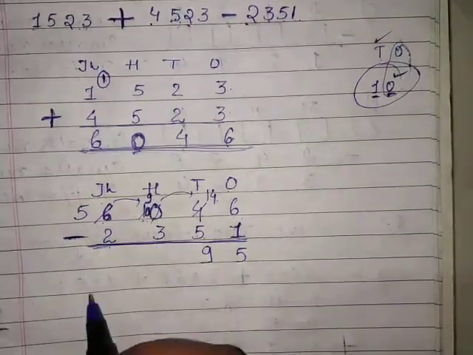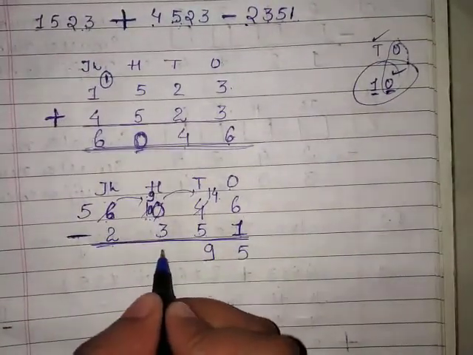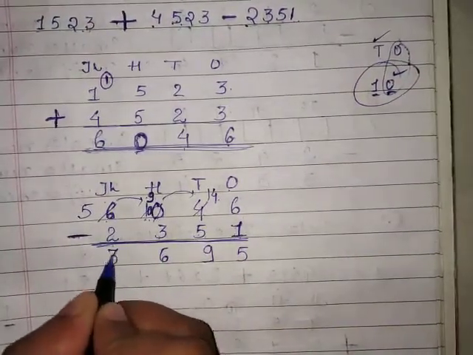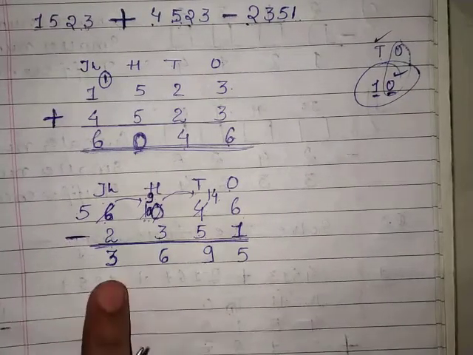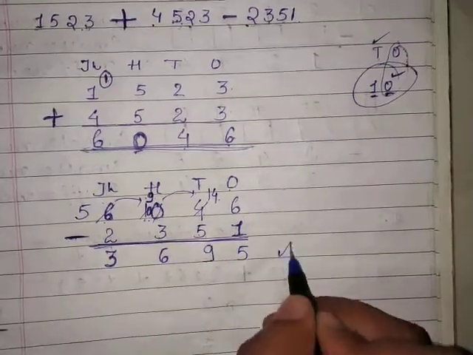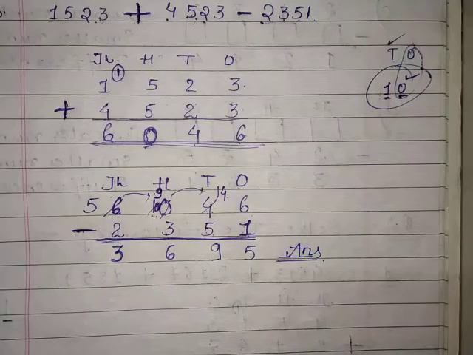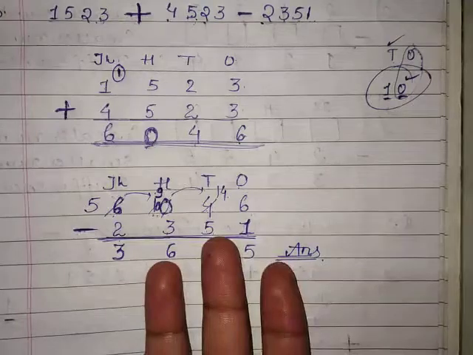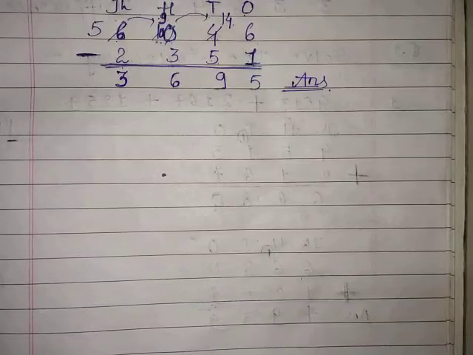Now 9 minus 3. This is 9 here. So 9 minus 3 will become 6, and 5 minus 2 will become 3. So the answer is 3695. So this is the final answer here. So my dear children, these are the questions in which we will get 3 numbers to solve. Alright? So here I am giving you one more question.